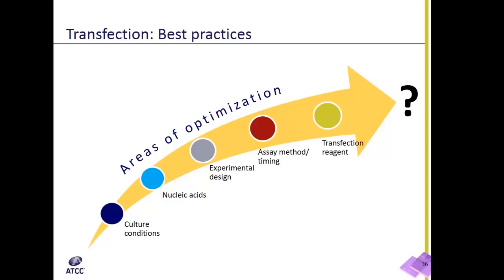There are many aspects to optimize when one is establishing a transfection protocol, and I'll discuss each of these in detail. But these areas include culture conditions, choice of nucleic acid, experimental setup, analysis method, and the choice of transfection reagent.